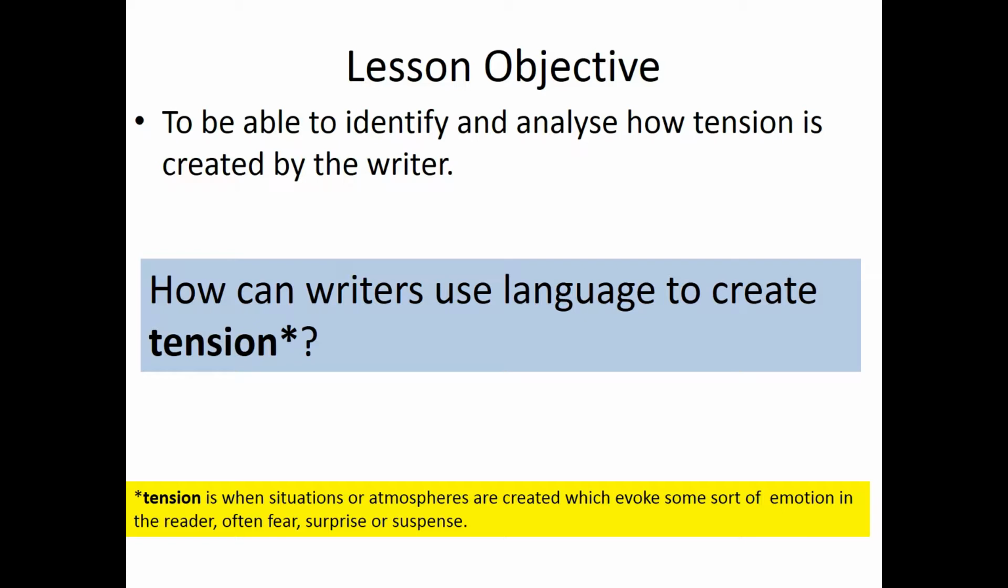Today we'll be looking at how writers use language to create tension. So the lesson objective today is to be able to identify and analyze how tension is created by the writer. Tension is when situations or atmospheres are created which evoke some sort of emotion in the reader. And these emotions can often be fear, surprise, or suspense. So let's begin.